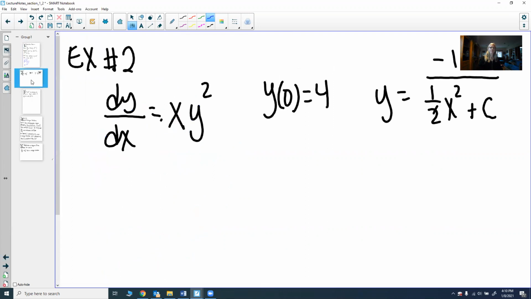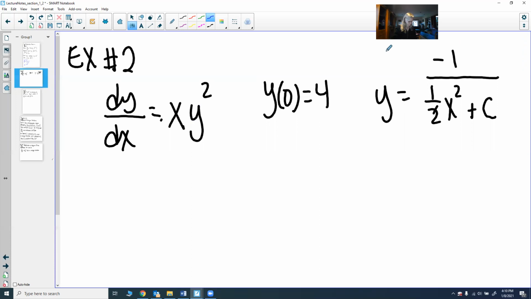Let's try another example. Let's try to find the solution where the derivative of y with respect to x is equal to x times y squared, and y of 0 equals 4. So I want to solve this differential equation. Again, I'm not going to show you how we do that, but we will figure out how to do these later. So we know what the solution is.